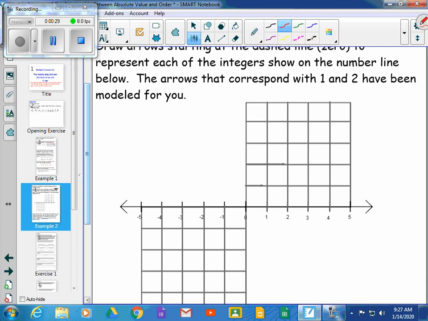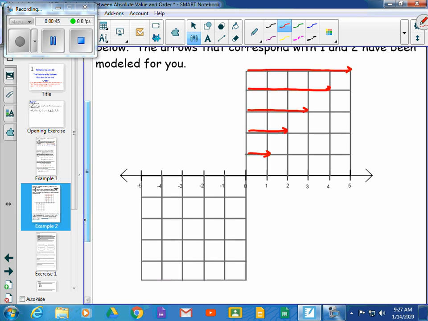So if we look at that, I'm going to draw an arrow from 0 to 1 and 0 to 2, and I'm going to continue with each of these positive integers here, drawing from 0 to those integers. I'm going to repeat on the negative side as well. I'll draw arrows from 0 to the negative integers.